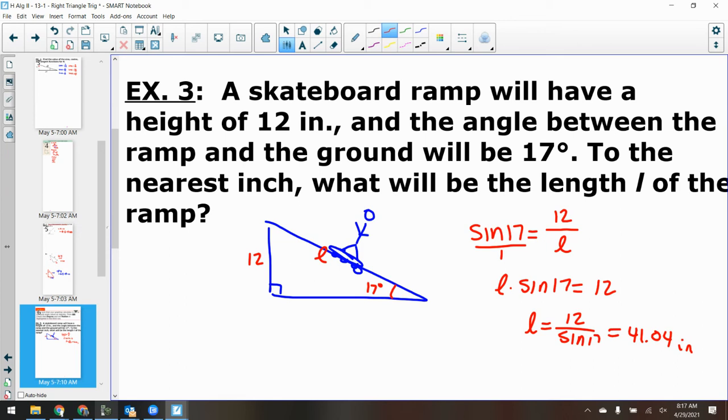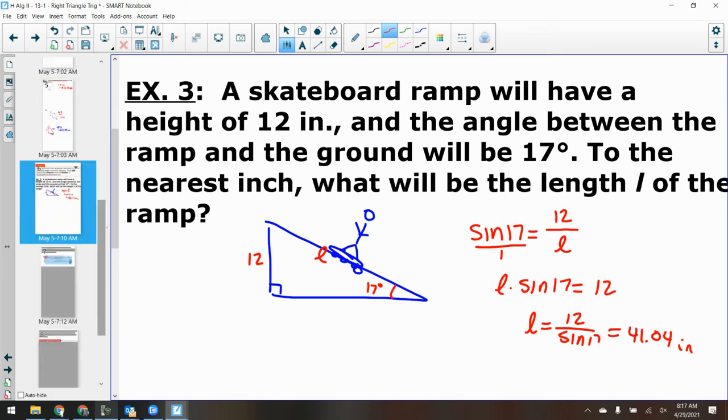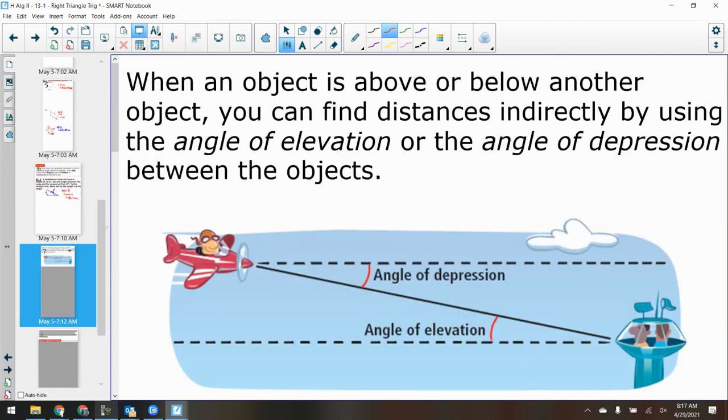Questions about that? Again, whenever you're doing a word problem, make sure that you draw it out. This next one deals with angles of elevation and angles of depression. Remember, an angle of elevation is from the horizon line up at something. Like if you're looking up at an airplane, the angle of elevation is the horizon line up to the airplane.